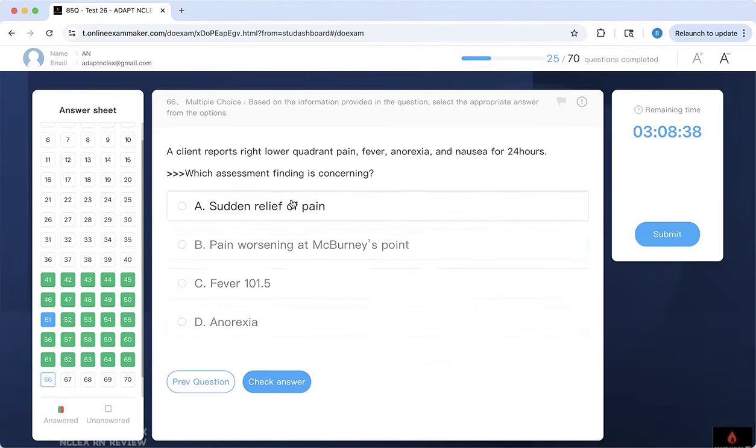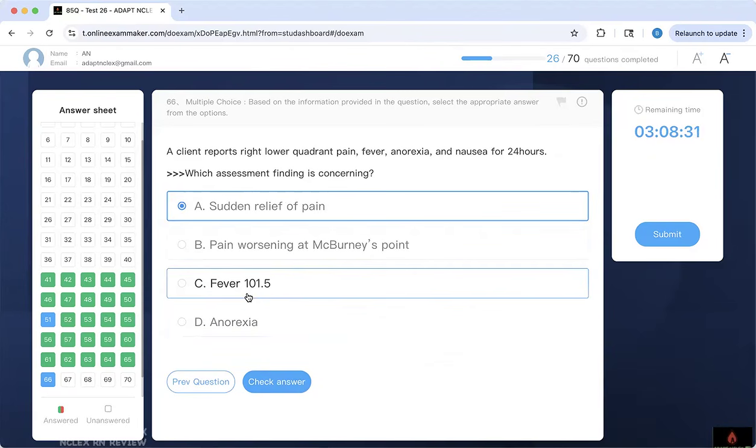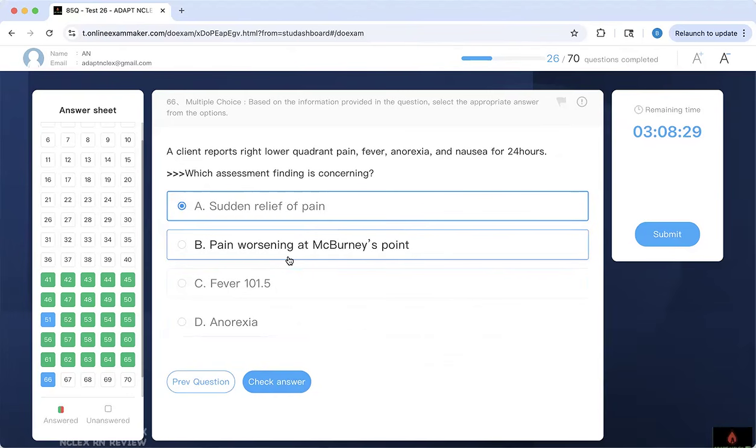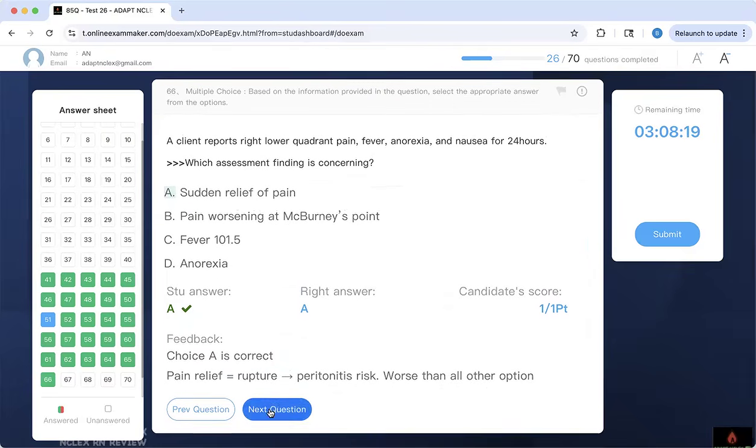I can tell you, one is the right answer because this is appendicitis. Appendicitis, I should expect anorexia, fever, and pain. And McBurney's point means right lower quadrant, 2/3 of the way to the anterior superior iliac spine. But if you have sudden resolution of your pain, that's rupture. That's concerning. Peritonitis.